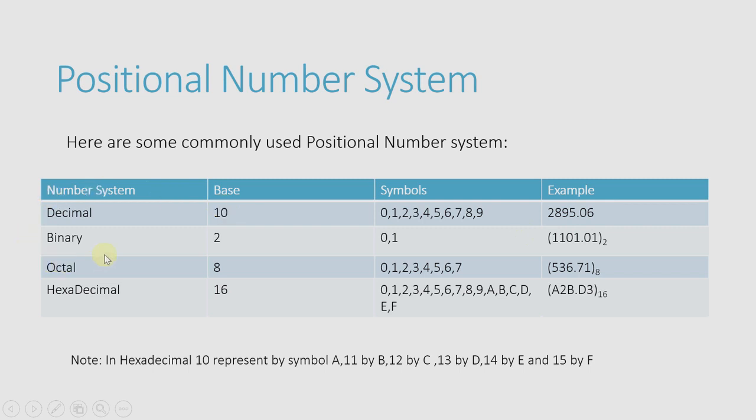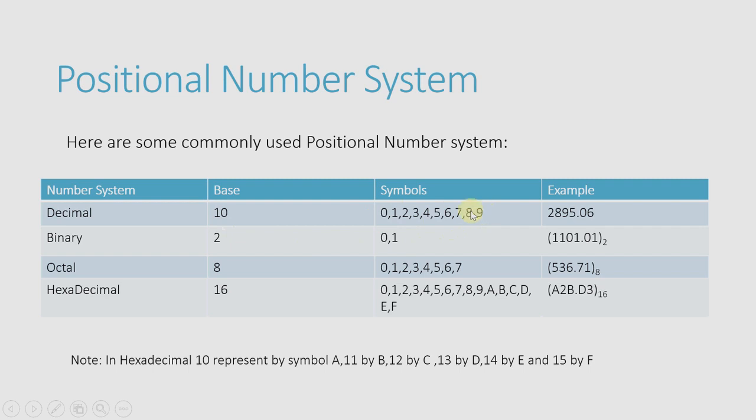But we can also have number systems like binary, in which the base is 2. It means here we use a total of 2 symbols to represent the binary number, that is 0 and 1. So you just have to remember that the base means the total number of symbols we are using to represent that number, and those symbols lie from 0 to base minus 1. Suppose I have 10, it means the total number of symbols I am using is 10.